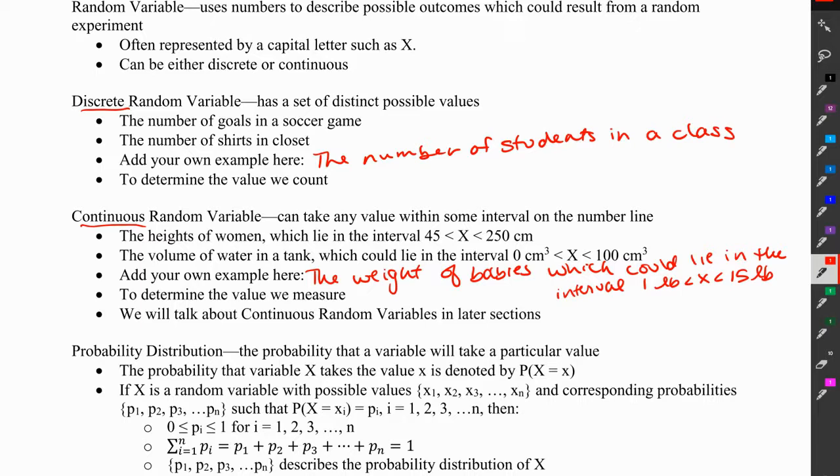And we'll talk about continuous random variables in later sections. So this section today is only on discrete random variables, but I thought it was important to have the conversation about continuous also so we can make the distinction.